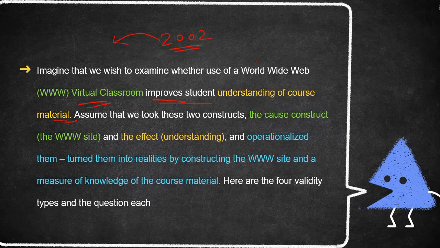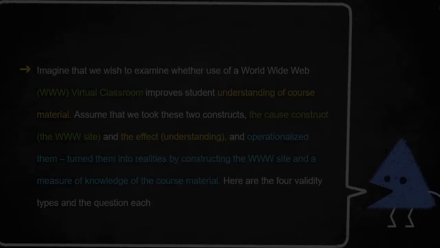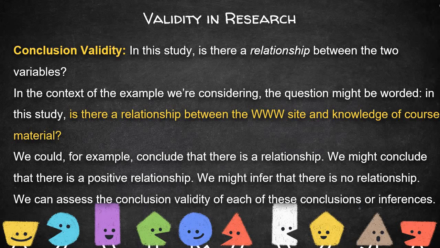Still there were people, still it was something accessible to, let's say, wealthier students or people belonging to higher economic status. So let's say you want to learn whether virtual classroom improves student understanding of course material. The first thing to talk about is the conclusion validity, and where conclusion validity falls.